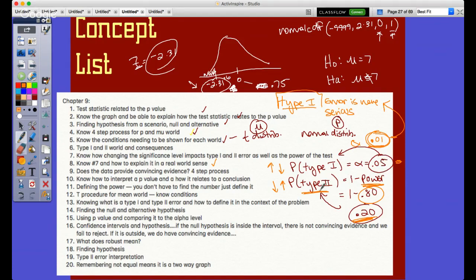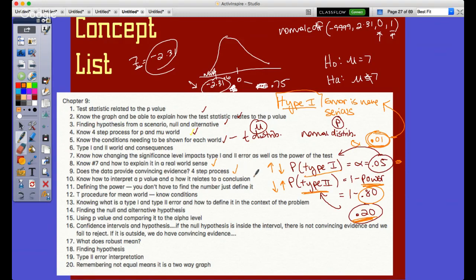On the contrary, if type 2 is more serious based on my consequence and my real world application, I would go with the higher alpha level, because as I do, type 1 error would increase, but my type 2 would decrease, because again, they work opposites of each other, okay? Again, if you need a little more help on that, we can hit that in class or in the morning help session. Cool?